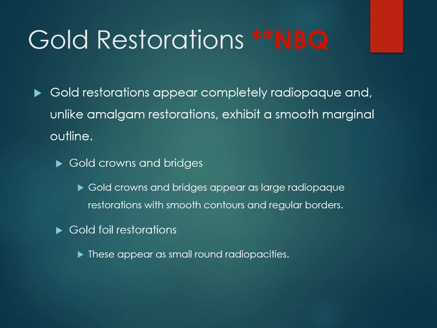Gold restorations appear completely radiopaque, just like the amalgam or the metal, right? And unlike amalgam restorations, they have a perfect, smooth marginal outline. Gold crowns or gold bridges will appear as large radiopaque restorations with smooth contours and irregular borders. Gold foil restorations are a little bit different.